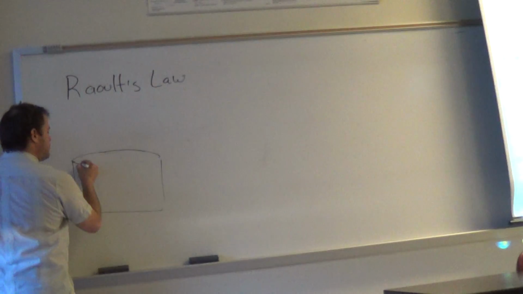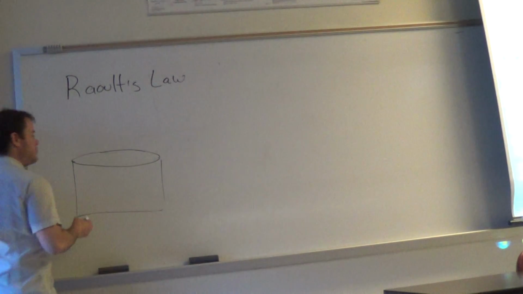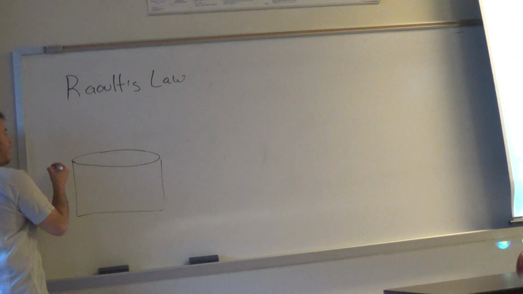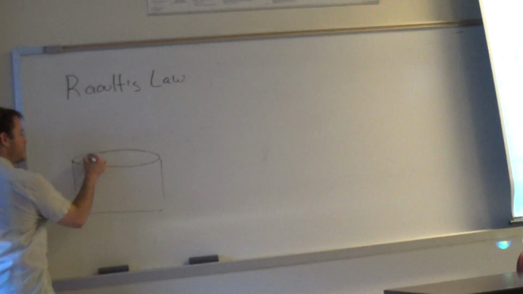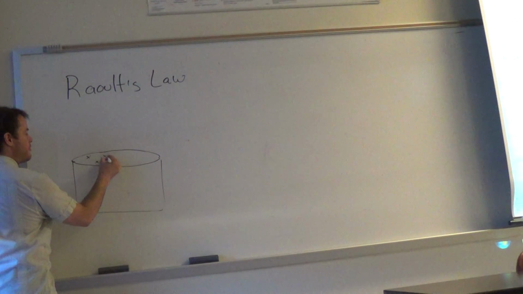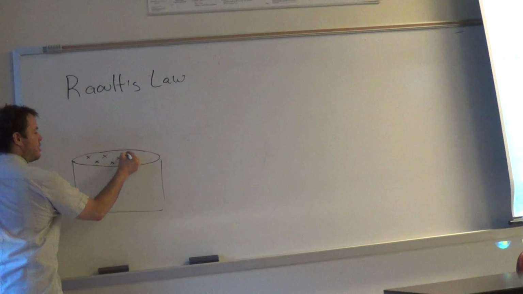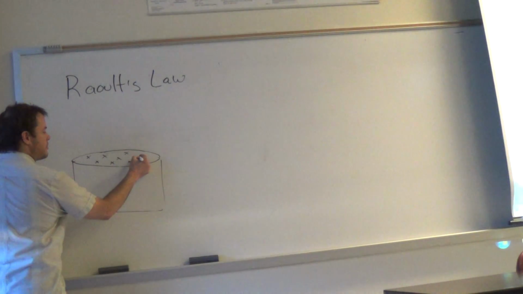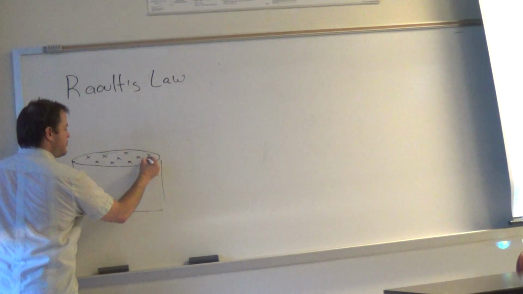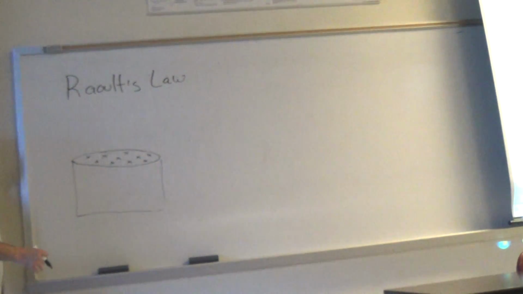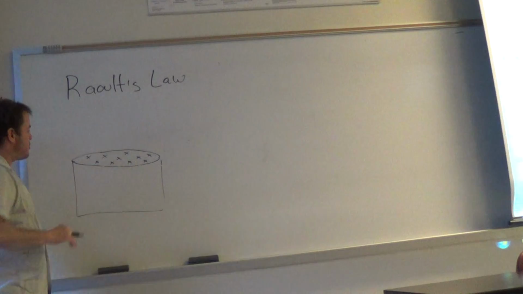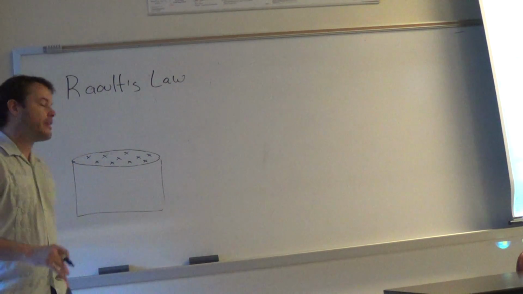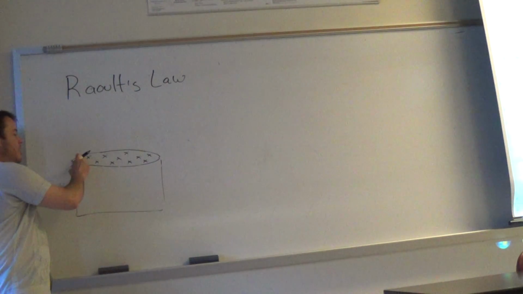So if you imagine that you have some container and it has a solute and a solvent. We're not going to draw the solvent, we're just going to imagine it's there. We're going to draw the solute. Then the solute occupies some fraction of the surface area on the top of this container, and the solvent occupies the other fraction.